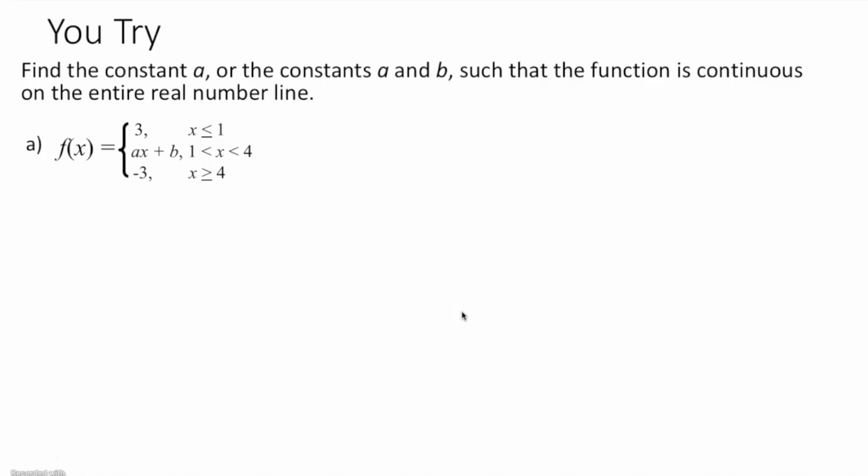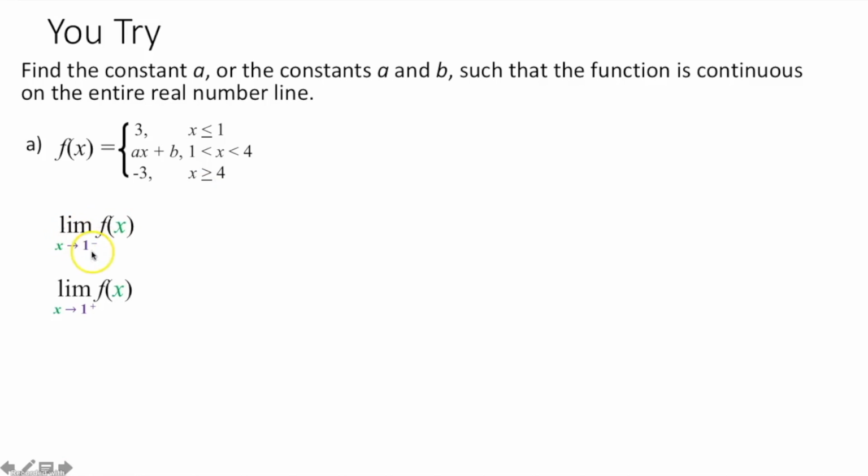You try. Okay, here we're doing the same thing, except this time we have an a and a b, and we have 3 parts of our piecewise function. So we're going to break it up into 2 parts. First, we're going to find the limit as x approaches 1 from the left and the limit as x approaches 1 from the right. Then we're going to find the limit as x approaches 4 from the left and 4 from the right. So let's start with 1.